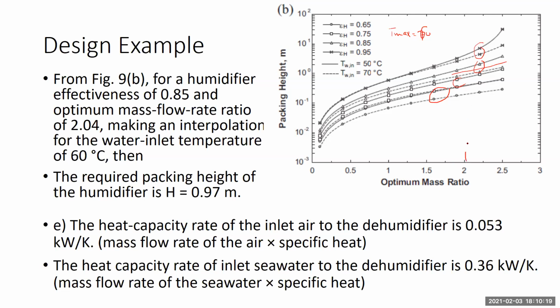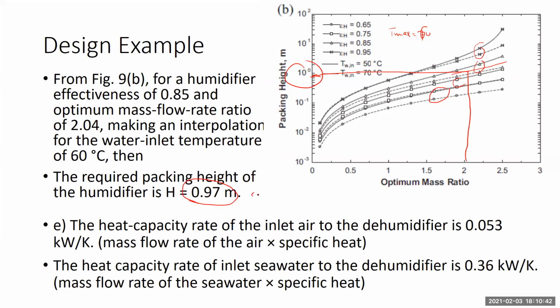So for this optimum value of the mass flow rate ratio, it will hit the required value that represents the heating mode, and then you can go to the left here and calculate what should be the height of the packing material. When we did that, we got the height of the packing material, which is 0.97.